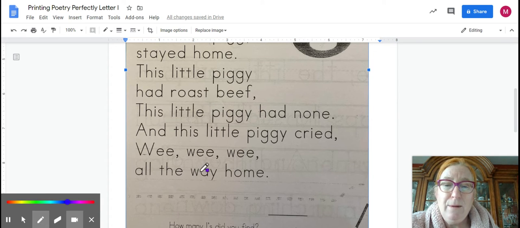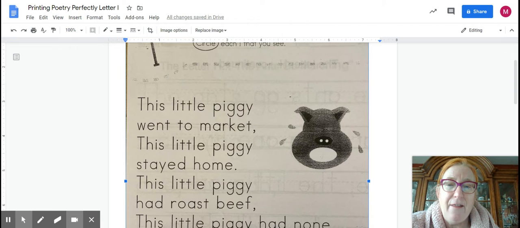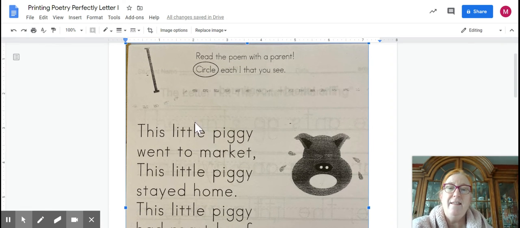Sometimes poems are just so silly. They don't really make any sense. They're just funny little lines that were put together. And they rhymed usually, which is fun. And this one does too, if you can see that.